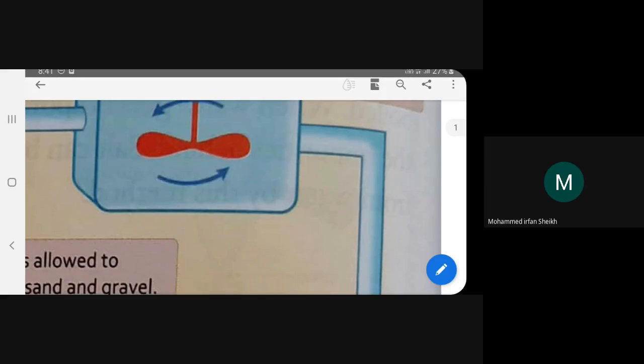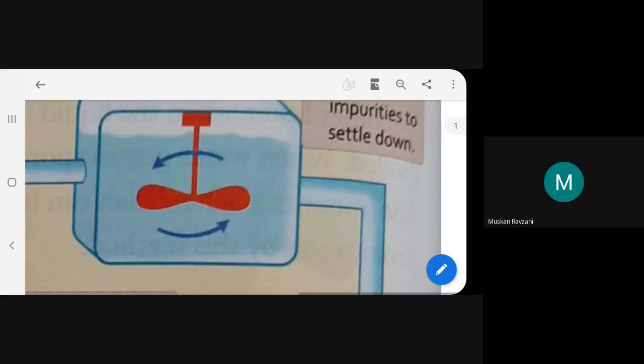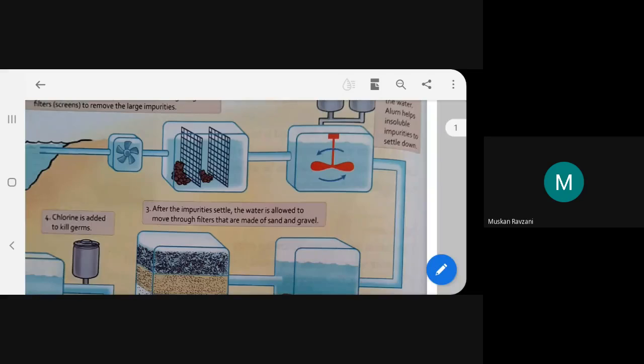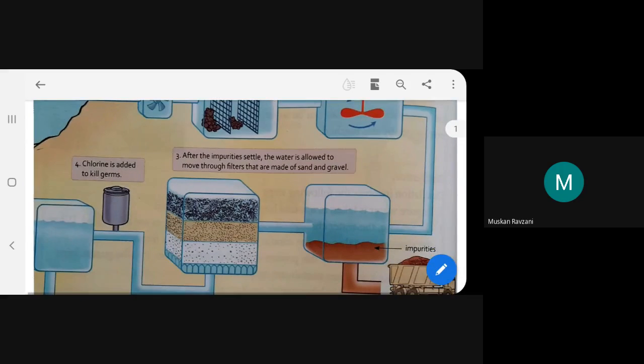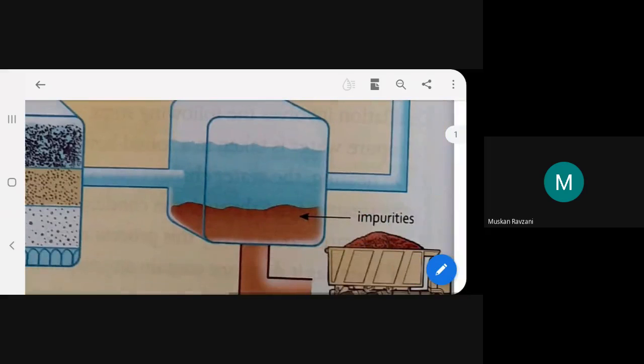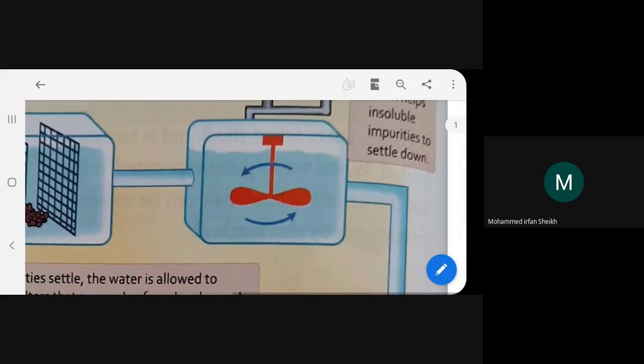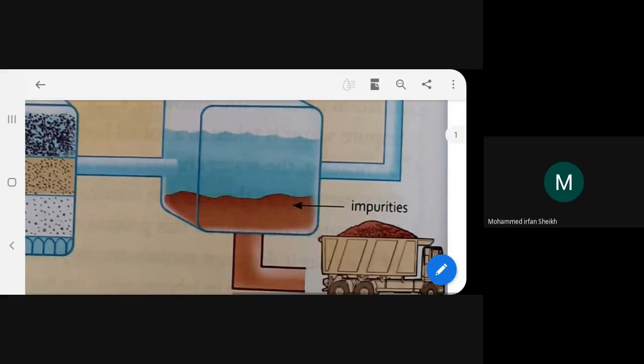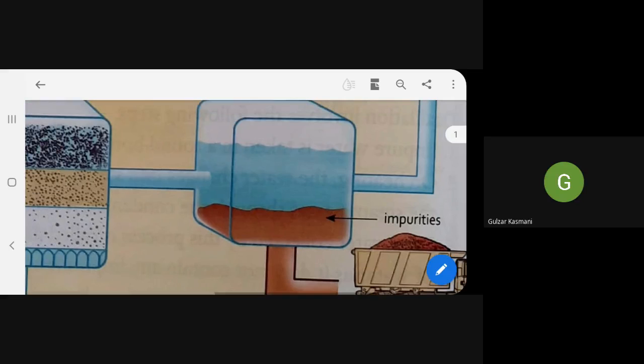As all the water settles down at the bottom of this tank, it moves towards another tank. Now see, here the impurities are. Has it settled down here? Can we see this? Yes, ma'am. Why did it settle down in this tank? Because here we have added alum. So because we have added alum inside the tank, impurities settle down in this tank.